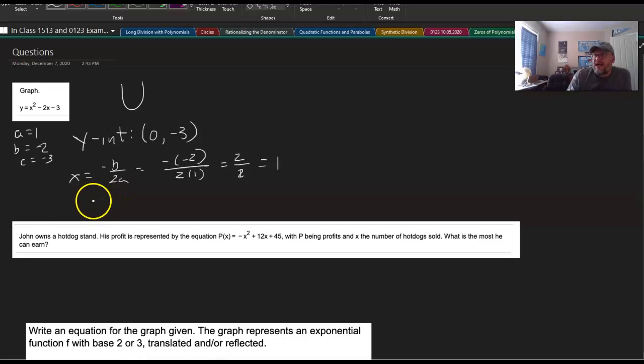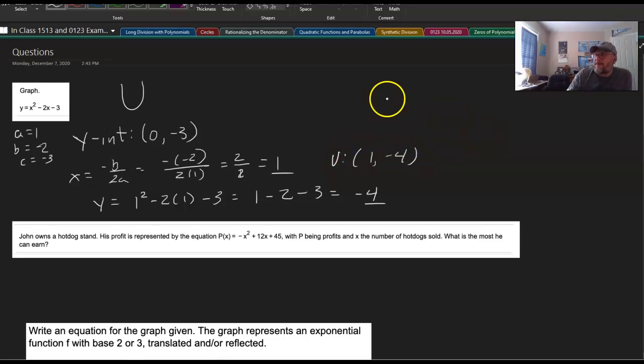And then I can substitute that 1 back into the formula here, or the equation, and that will help me to get the y-coordinate of my vertex. So here's my x value, here's my y value. So the vertex is going to be the point (1, -4).